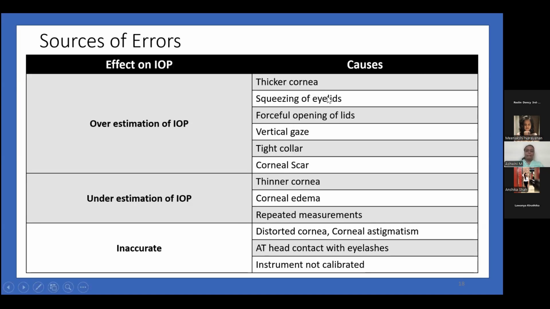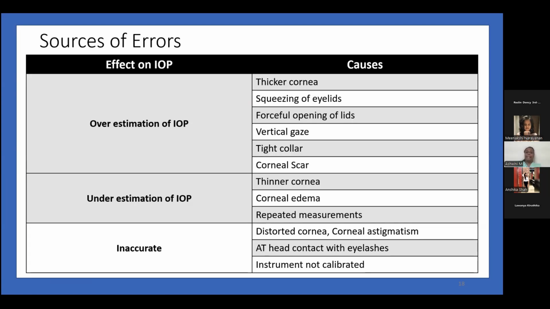Okay. And a thicker cornea and thinner cornea play a very vital role in the estimation of IOP. If the cornea is thicker than normal, because of the excessive force required to applanate the cornea, there will be overestimation of the IOP and vice versa. Whereas if there is corneal edema, there will be underestimation of IOP because of the pathological edematous condition and not the natural changes in the biomechanics of the cornea.